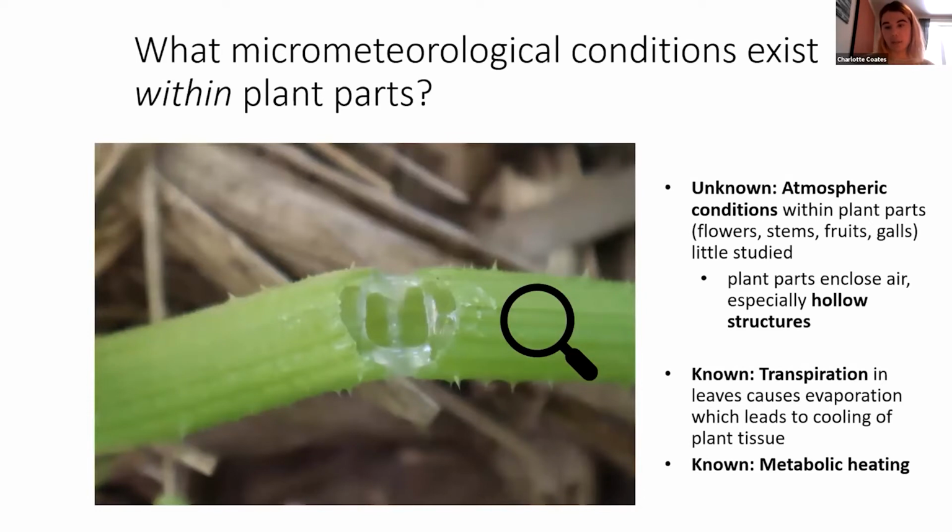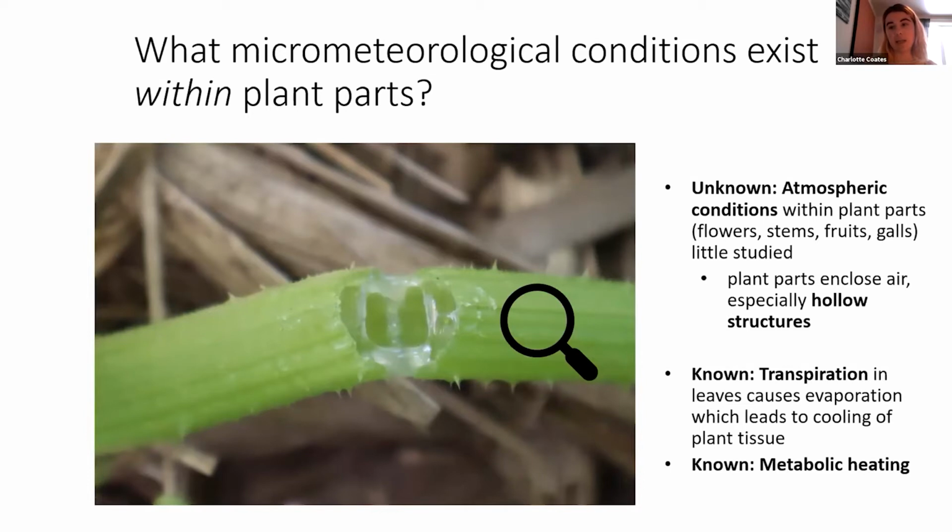So firstly, a little bit more background information. We know that the atmospheric conditions within the plant parts are very little studied, and this includes the flowers, stems, fruits, and galls. Now, our project aims mostly to focus on these hollow structures of stems. We also know that transpiration has an effect on the internal temperature of plants. So transpiration, of course, leads to evaporation, which causes the cooling of plant tissue.